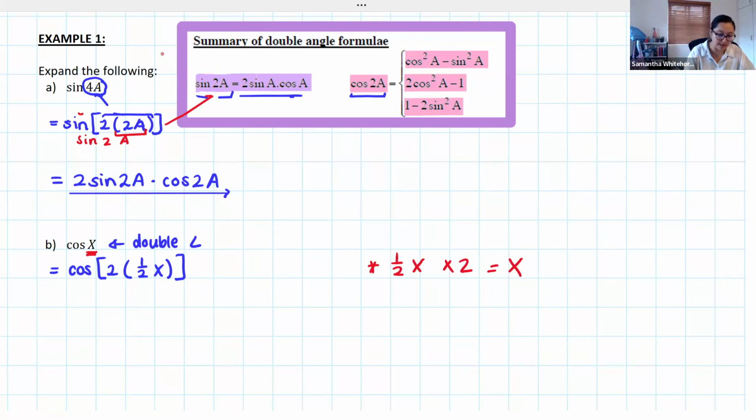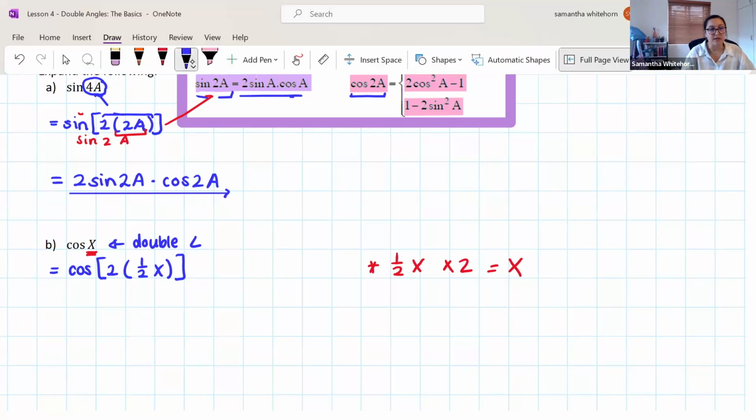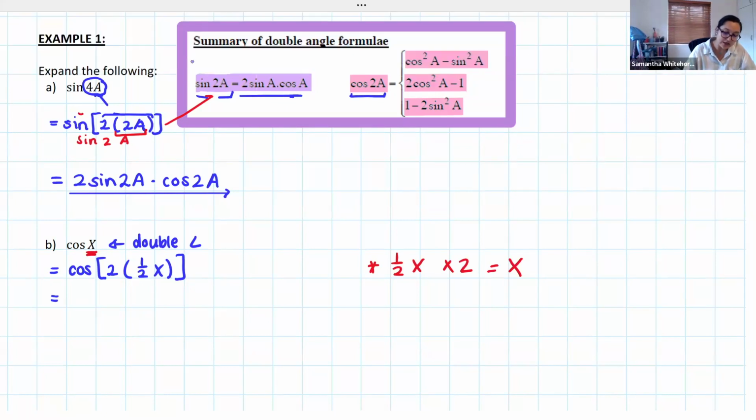And this goes back to what I said earlier. Any angle can be a double angle. Yeah, you might have a fraction, but it's still a double angle. So based on that, we now need to use one of the three identities. I don't care which one you choose to use. So either you're going to have cos squared of half X minus sine squared of half X.